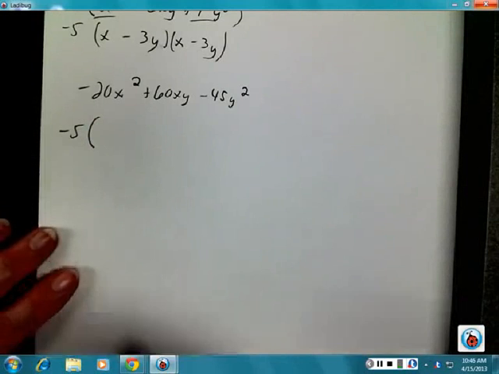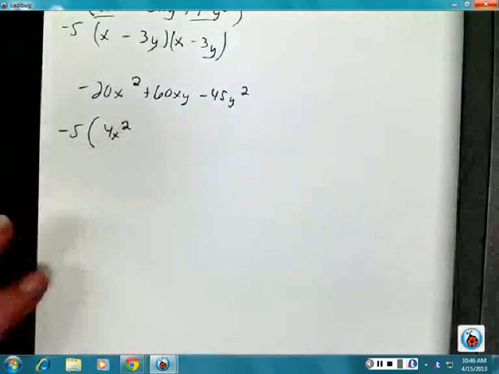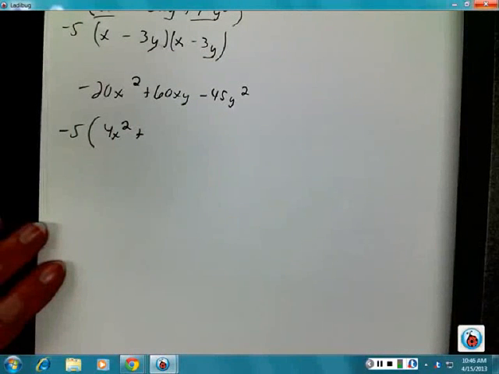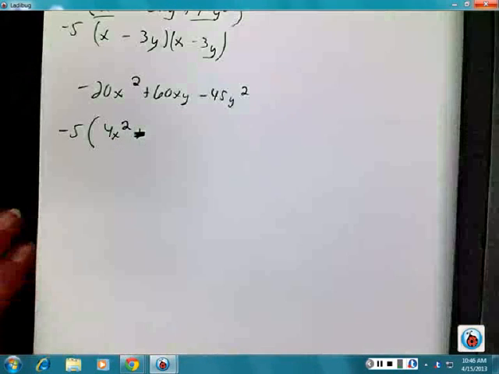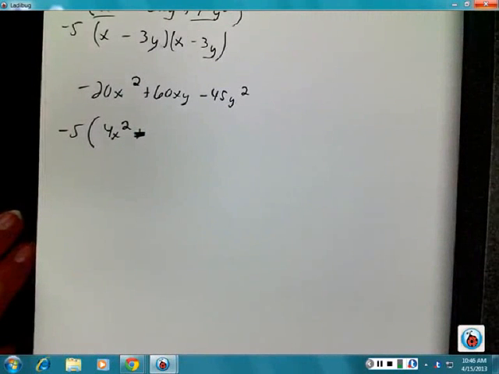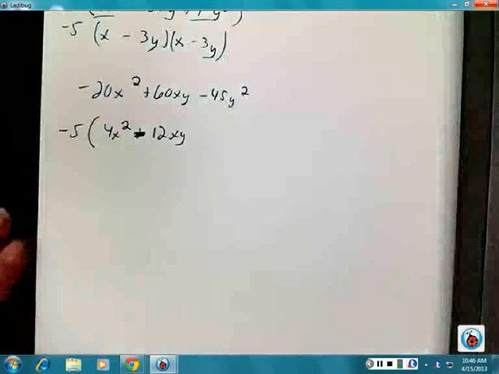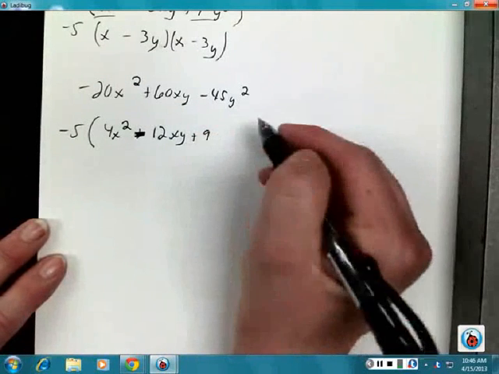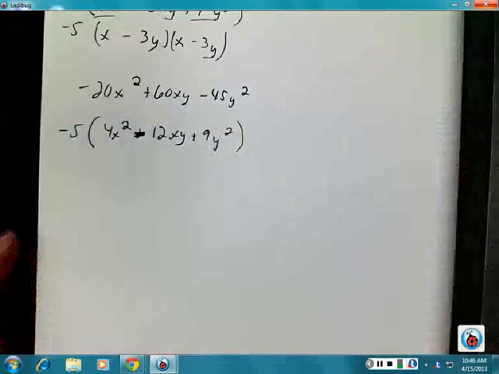Okay, so then you get positive 4x squared plus. Will it be a plus or a minus? Minus, because we're doing a negative 5. What's a negative 5 out of 60? 12xy. And then that's when it turns to an addition. Plus 9y squared with it, right? Because that didn't factor out.